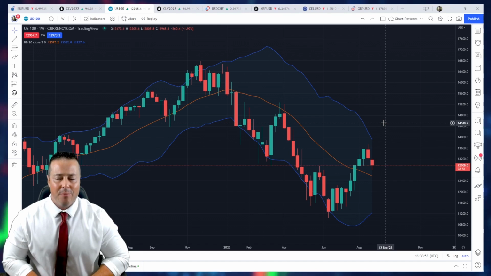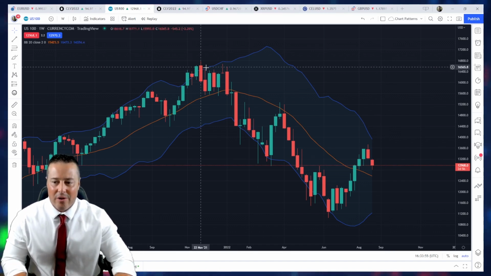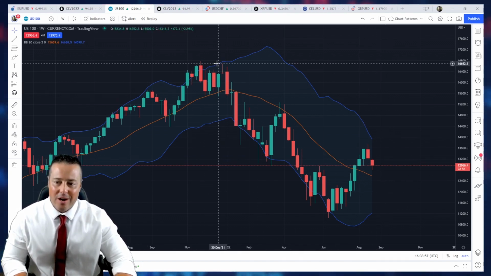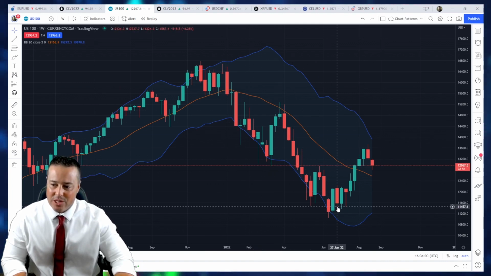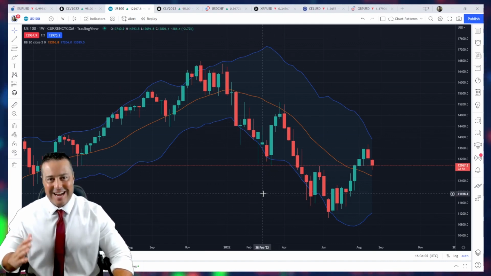Now, feel free to mess around with your periodicities on this. For instance, this US 100, this is a broader look at a weekly chart. You can see the moves, you can see the retracements. Still, broader price action is headed down.